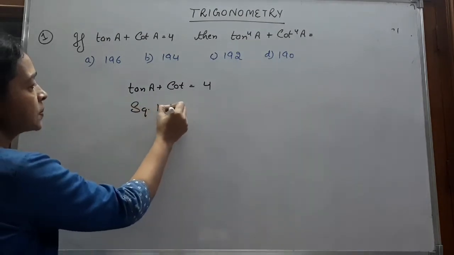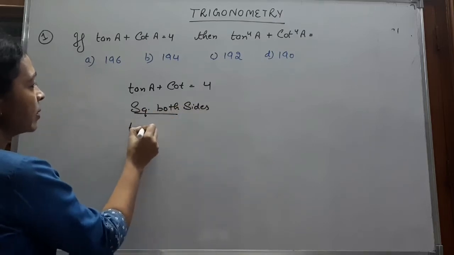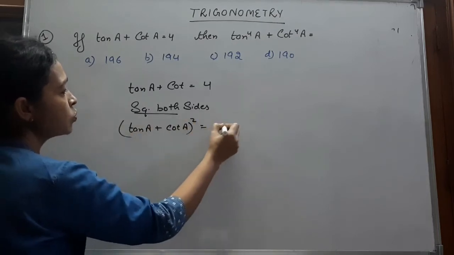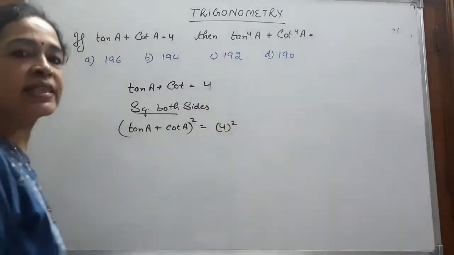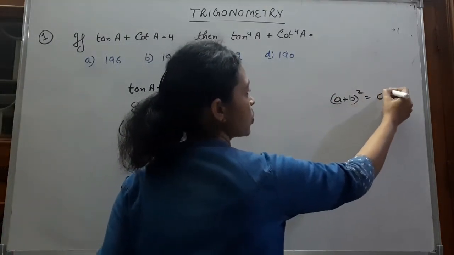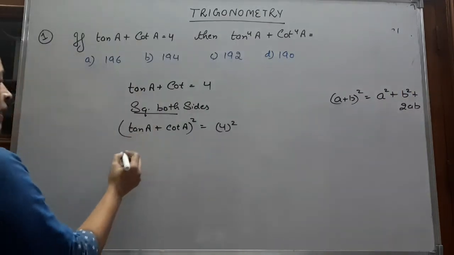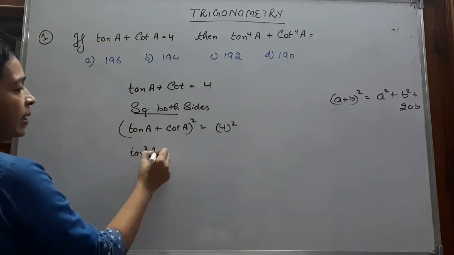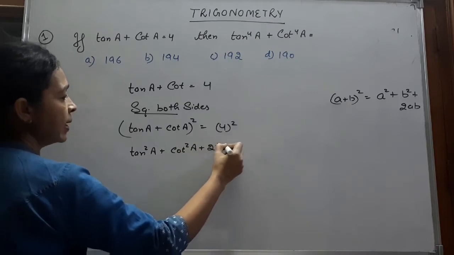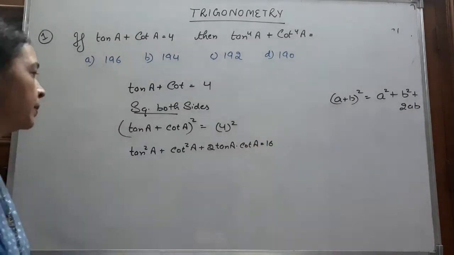Squaring both sides, we have tan A plus cot A whole square is equal to 4 whole square. What is A plus B whole square? A plus B whole square is A square plus B square plus 2AB. We have tan square A plus cot square A plus 2 times tan A into cot A, which is equal to 4 square, 16.